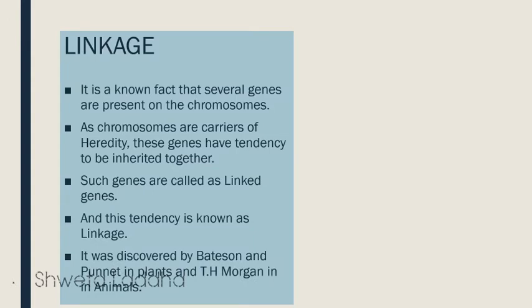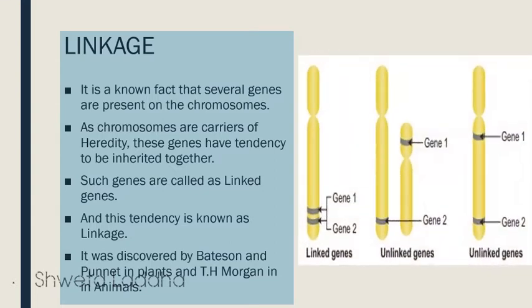It was discovered by Bateson and Punnett in plants and T.H. Morgan in animals. In this picture, you can see gene 1 and gene 2 in the first picture. These are linked genes because they are very closely placed to each other and they will always be inherited together. But in the second picture, gene 1 and gene 2 are present on separate chromosomes, so they are not linked genes. Similarly, in the third picture, gene 1 and gene 2 are far away from each other, so there is very little chance of them being linked. They can segregate or separate from one another. So only the first picture showing gene 1 and gene 2 is of linked genes.